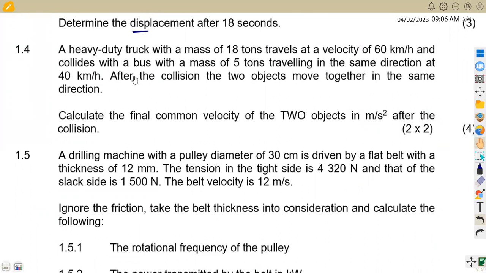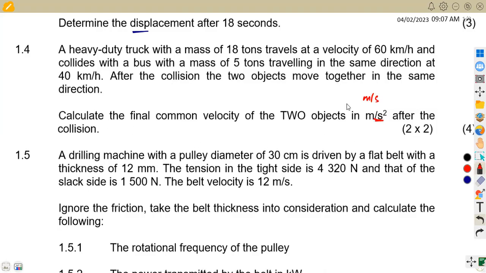And it collides with a bus with a mass of 5 tons traveling in the same direction. So these two are in the same direction, they collide, which means the truck was traveling with the greater speed. After collision, the two objects move together in the same direction. Calculate the final common velocity of the two objects in meters per second. This is velocity, so it's supposed to be meters per second after the collision.